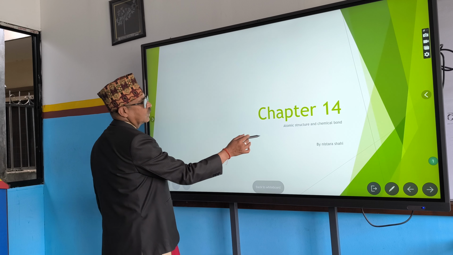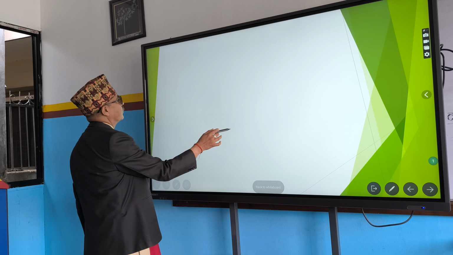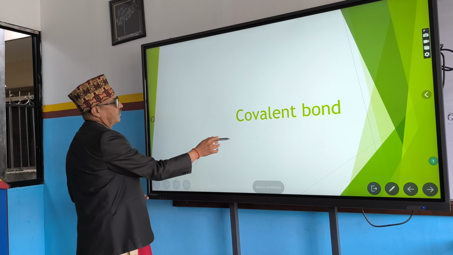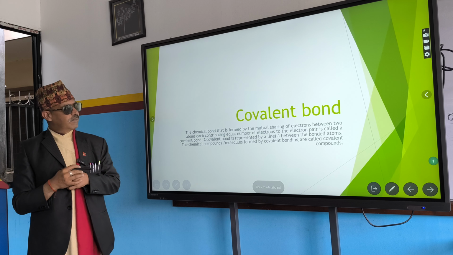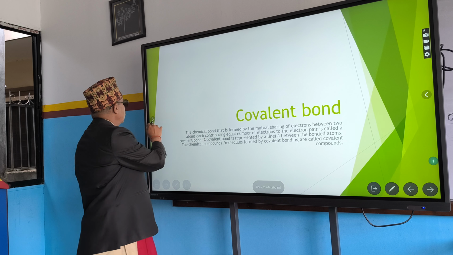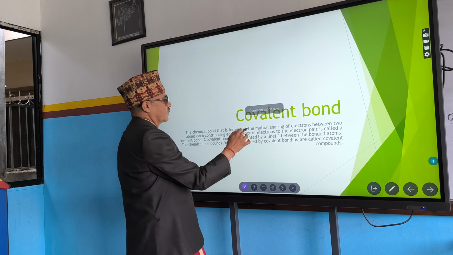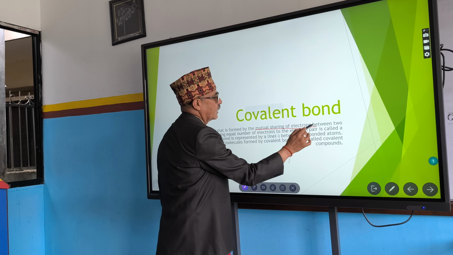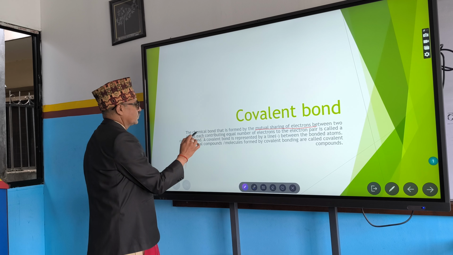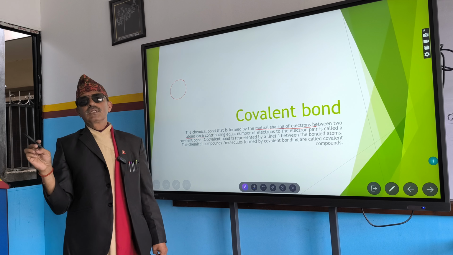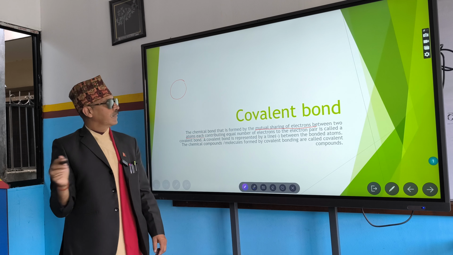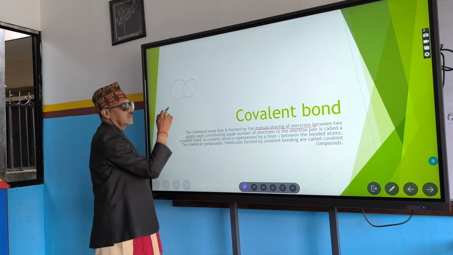The next one is covalent bond. In a covalent bond, the force of attraction is developed by mutual sharing of electrons between two atoms. Suppose we have discussed already about sets. So what type of set is this?